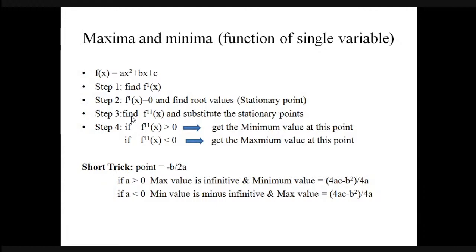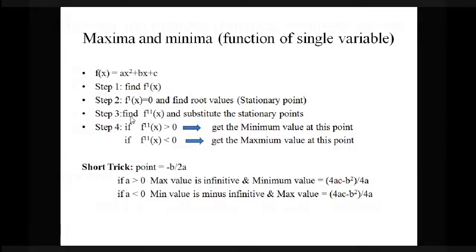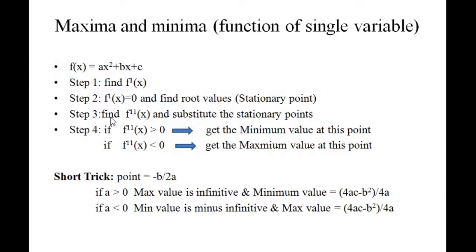Next, we have to equate f dash of x to 0 and find the root values. These points are stationary points. That is, the first derivative of the equation is equal to 0, and we find the root values. Then again we have to differentiate this equation and find f double dash of x. After that, we have to substitute the root values in f double dash of x.